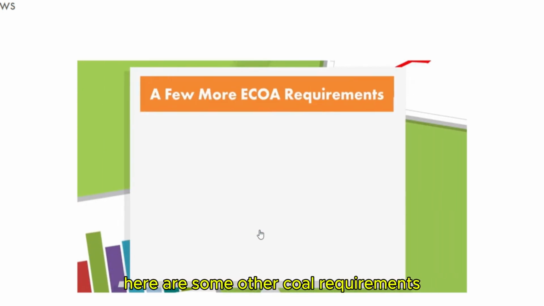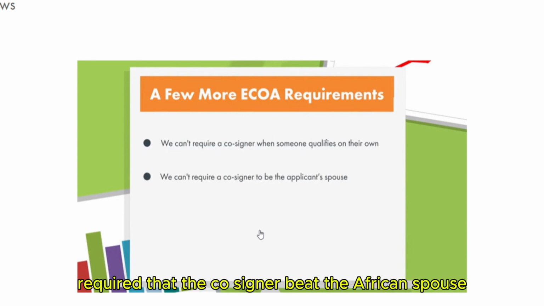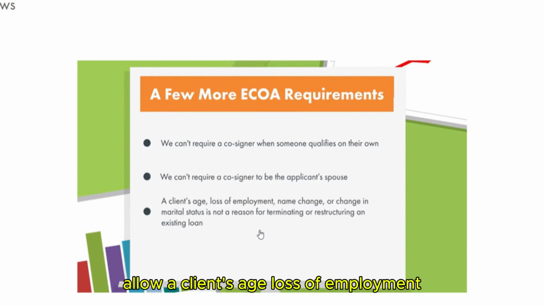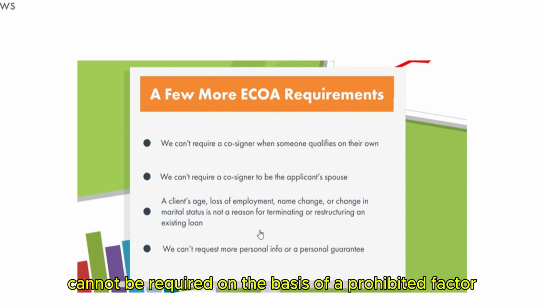Here are some other ECOA requirements. A joint borrower or cosigner cannot be required when someone qualifies for a mortgage loan on their own. Require that the cosigner be the applicant's spouse when a cosigner is applying for the loan. Allow a client's age, loss of employment, name change, or change in marital status to be a reason for terminating or restructuring an existing loan. And additional personal information or personal guarantee cannot be required on the basis of a prohibited factor.